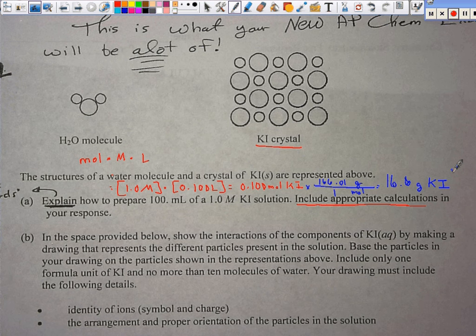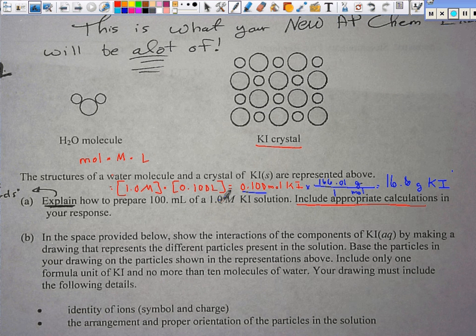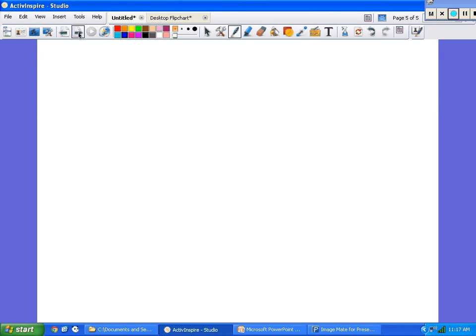What's wrong? This right here is 0.100. And it's 166.01, so 16.6 grams of KI. Now, so this is our explanation. What are we going to do with that 16 grams?